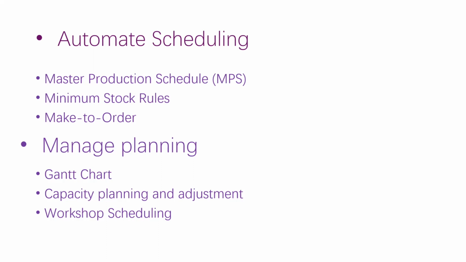So to manage our plan, we're also going to use a Gantt chart to give us some visual support, and the capacity planning and adjustment. The final one is about job shop scheduling.